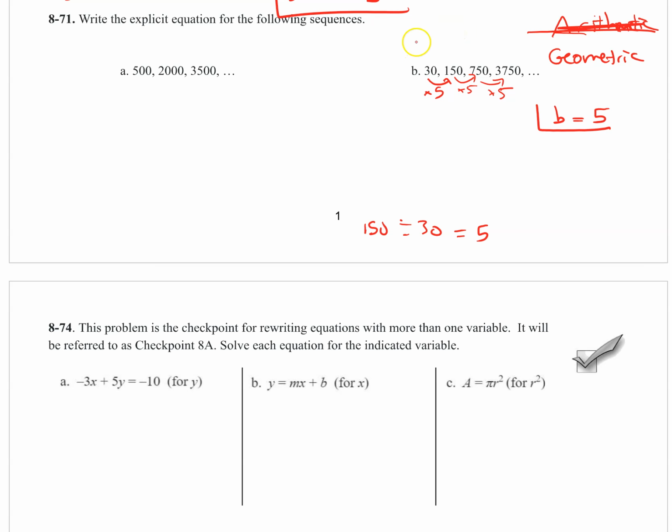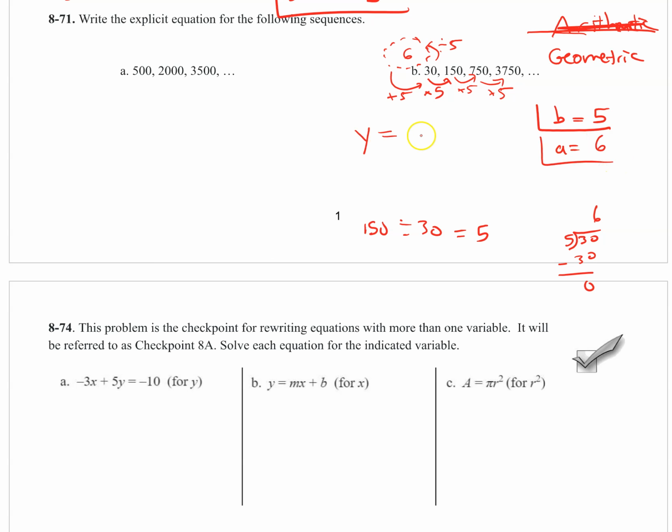So our multiplier is 5. Now we need to find the 0 term. What number times 5 is 60? And that's 6. Another way you can do it is to go backwards. Instead of multiplying by 5, you divide by 5. And 30 divided by 5 is 6. So our 0 term is 6. That tells us that a is 6.